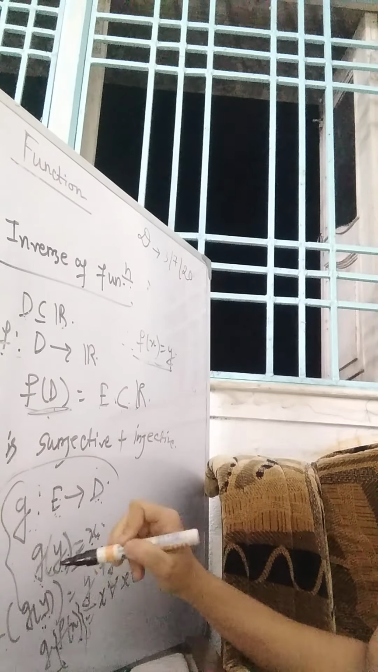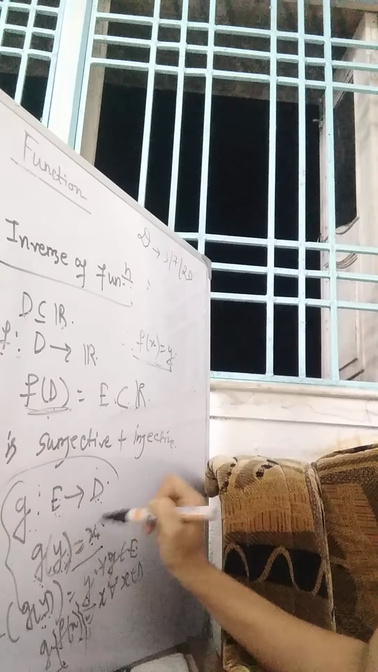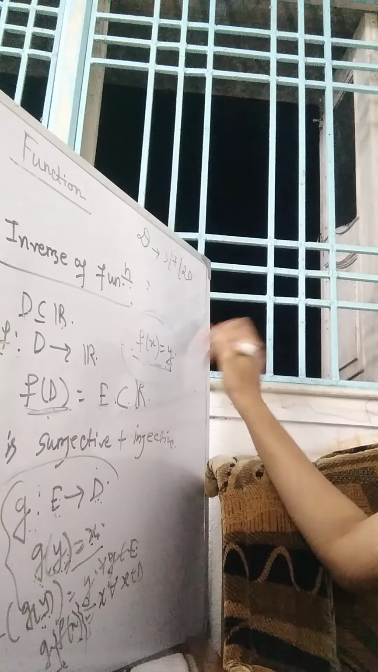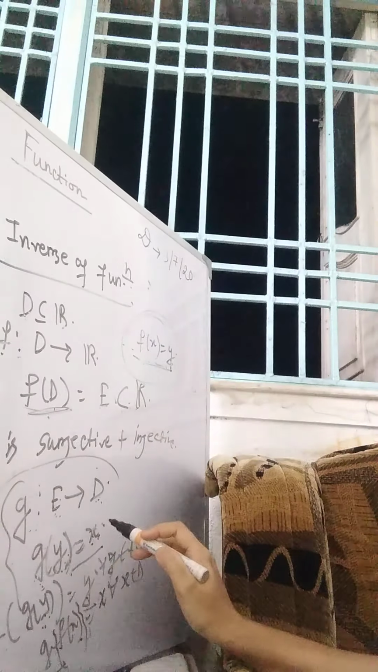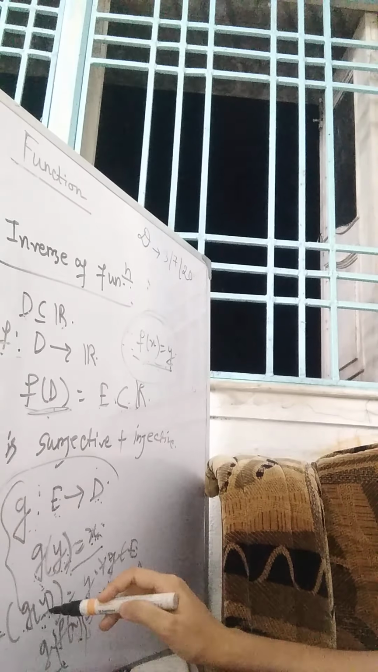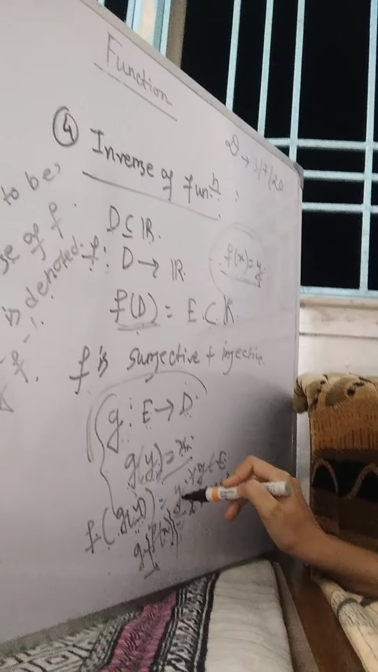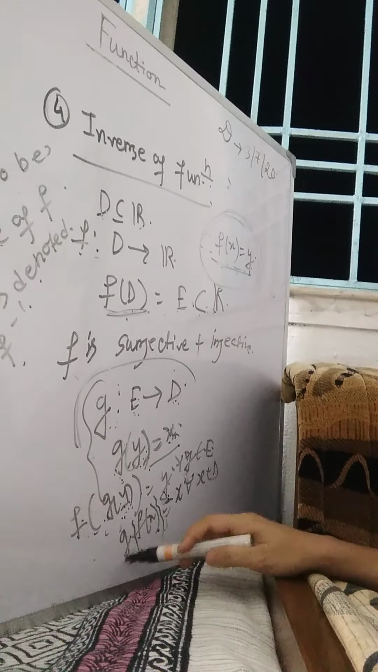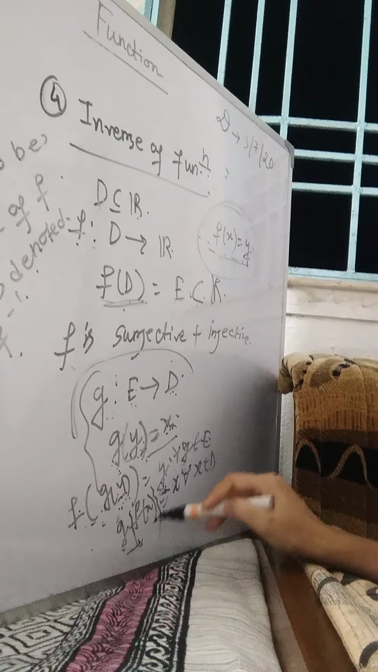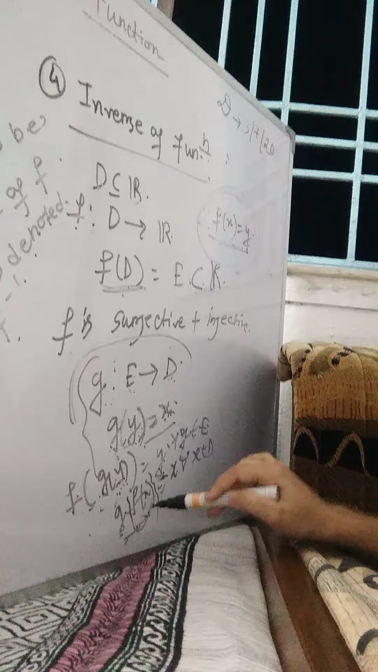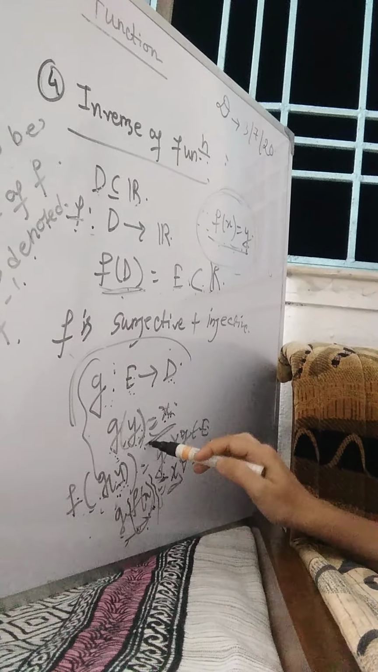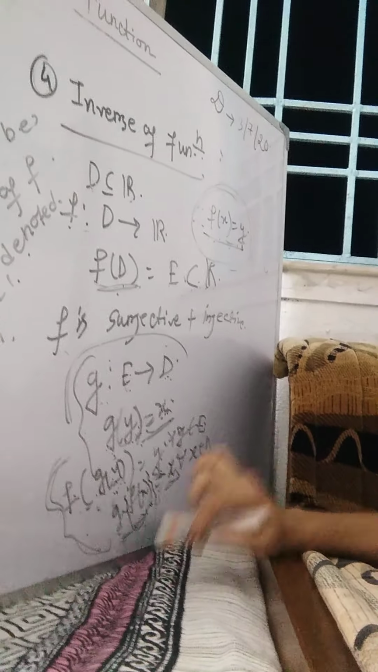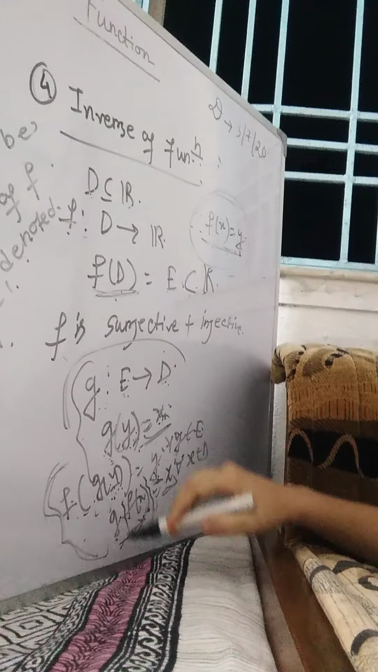It is defined by g of y equals x and f of x equals y. We already defined that f of x equals y and g of y equals x. Therefore, f of g of y, that means g of y equals x, that is f of x equals y. Clear? And g of f of x equals g of y, that is x. We are using the composite rule here, which we already discussed.